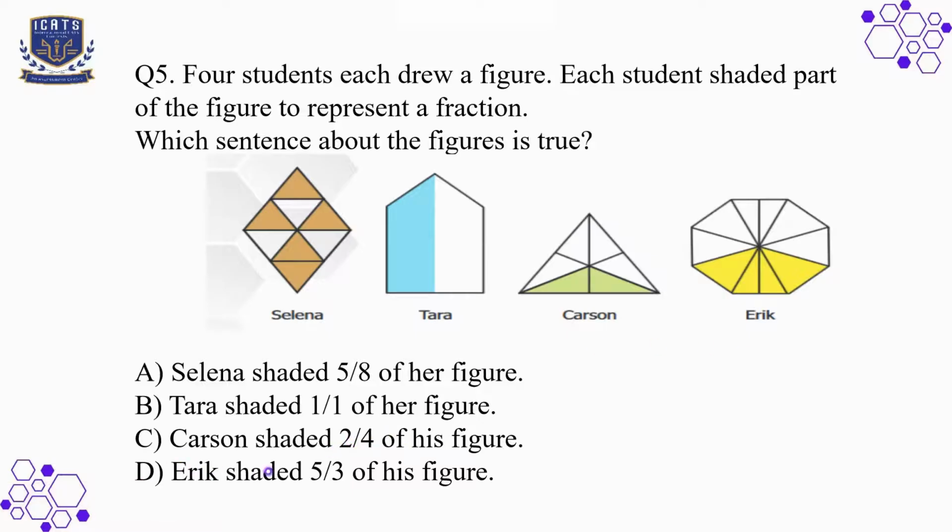Now option D is Eric shaded 5 by 3 of his figure, which is incorrect because we can see that 4 parts are highlighted out of 10. So 4 by 10 is not equal to 5 by 3. So we will select option A as our correct option.